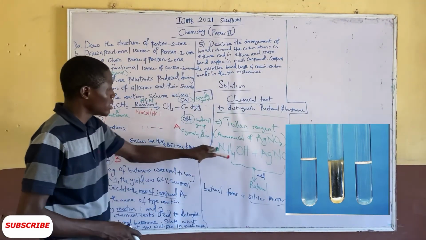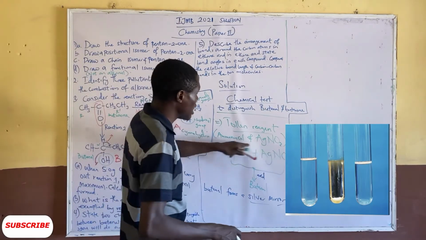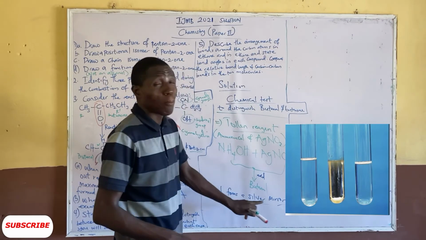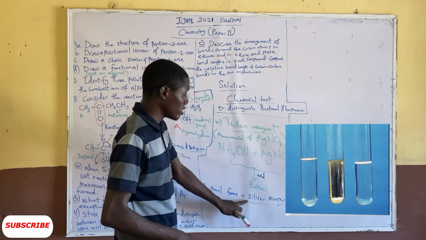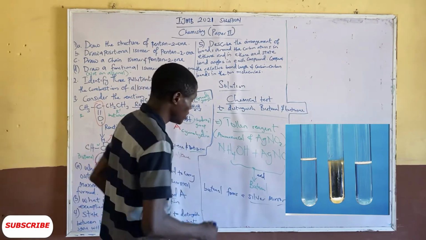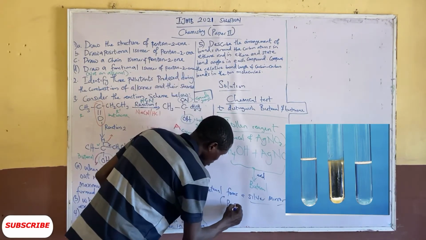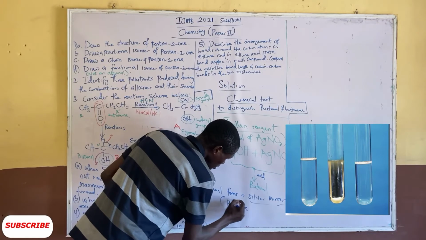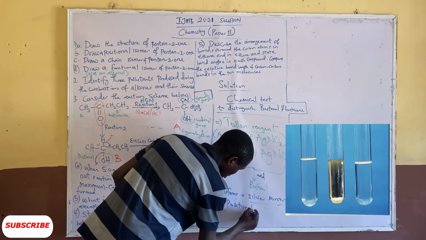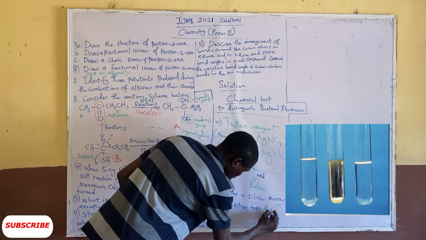So you add the Tollens reagent, which is made of ammonia and silver nitrate, to butanal. Butanal gives a positive result, forming a silver mirror. So this is a positive test for butanal.